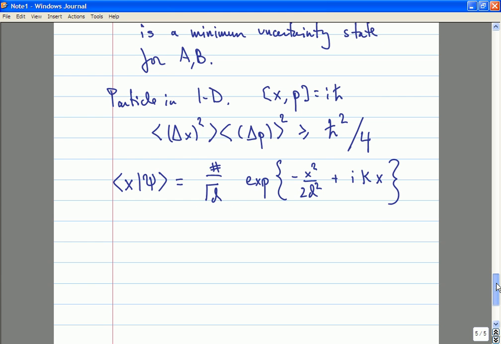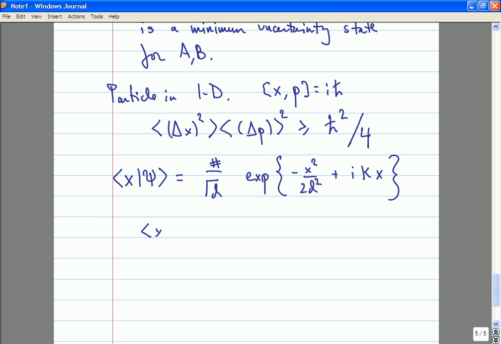Okay, so let's just go ahead very quickly and check that this is a minimum uncertainty state. So what is the expectation value of x in this state? Well, this will be the integral from minus infinity to infinity of x times e to the minus x squared over 2d squared, because the e to the ikx will cancel out when you take the absolute value. It's just a pure phase. So what is that? Well, that's equal to 0 by symmetry, because you're integrating an odd function of x dx.